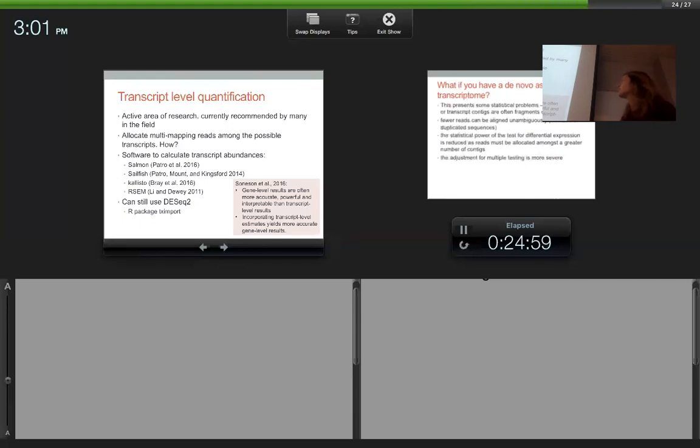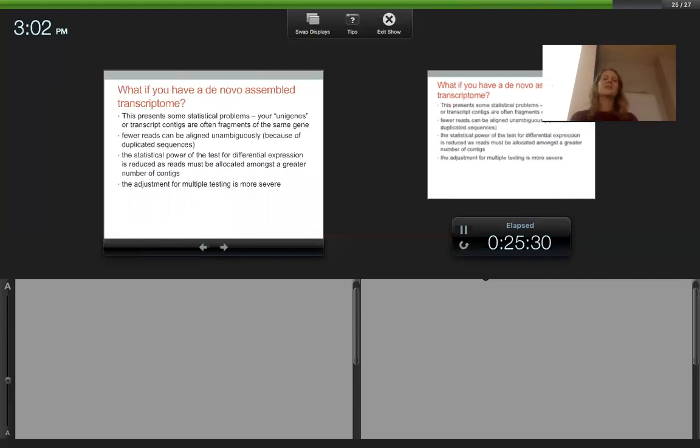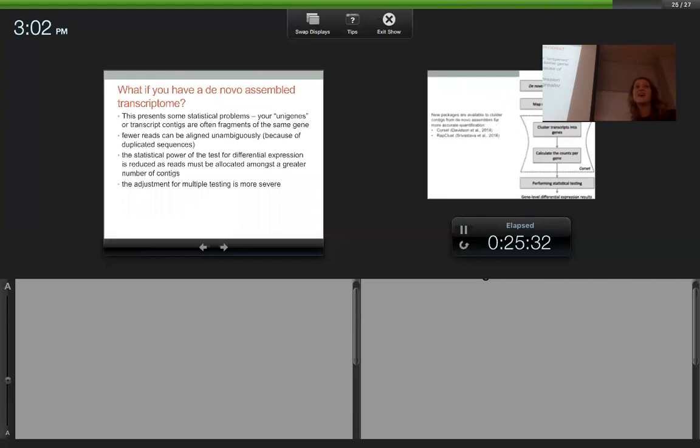There's this really interesting paper basically saying that gene level results are often more accurate, powerful, and interpretable than transcript level results, because the transcript level results get messy, especially if you don't actually know all the isoforms of your gene in the organism. But if you incorporate transcript level estimates, it actually yields more accurate gene level results. If you work in something like Drosophila or mouse, where you would actually have this type of data, I will send you this paper because it's really interesting. If you're working in something where you don't have any of that, then don't worry about it.